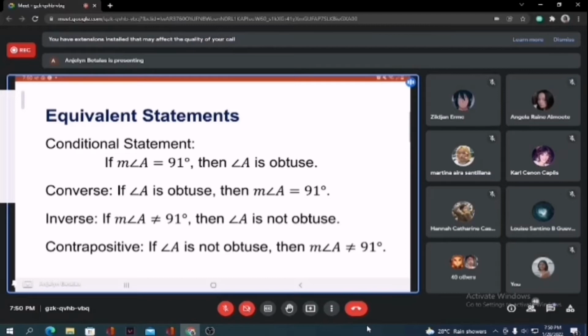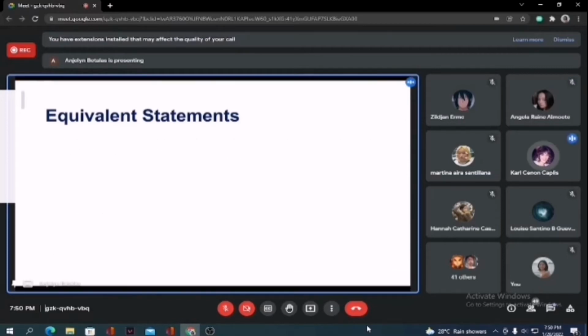And the inverse also: if the measure of angle A is not equal to 91 degrees, then angle A is not obtuse. This is clearly false. If it is not 91, it could be 100, and 100 is obtuse. So the conclusion is wrong. So it is clearer in the inverse that it is false. To show that a statement is false, you use a counterexample. Here is the next example.